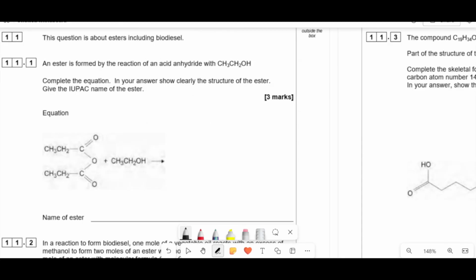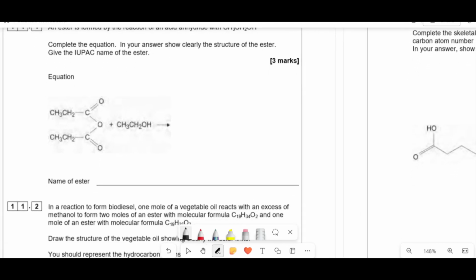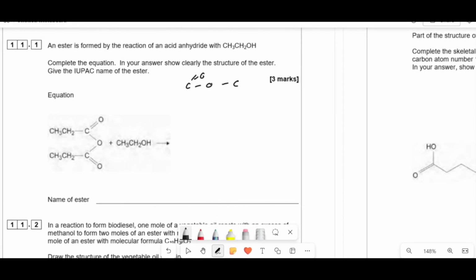There you go. This question is about esters, including biodiesel. An ester is formed by the reaction of an acid anhydride with this alcohol. So complete the equation, including the structure of the ester, and give the IUPAC name as well. Every ester in the universe has C double bond O, O, C, right? Where this bit comes from the alcohol and this bit comes from the carboxylic acid. An acid anhydride is a derivative of a carboxylic acid. So this bit's going to give you the carboxylic acid part of the ester.